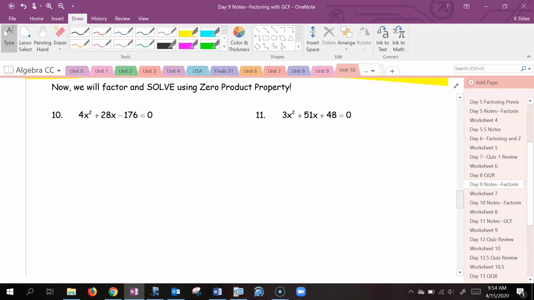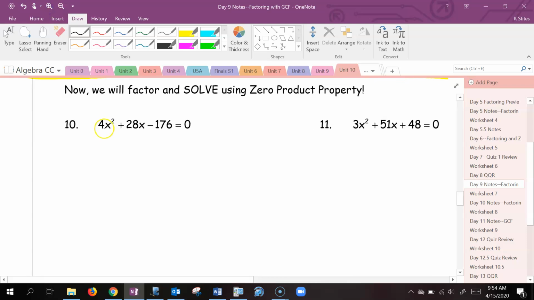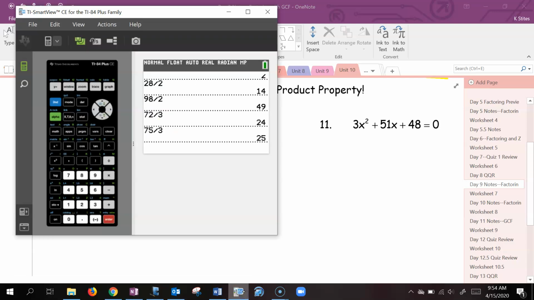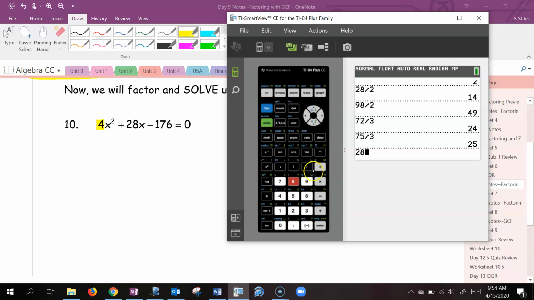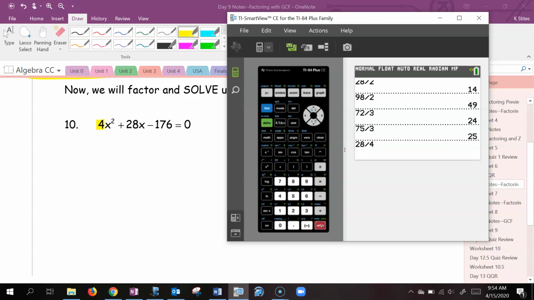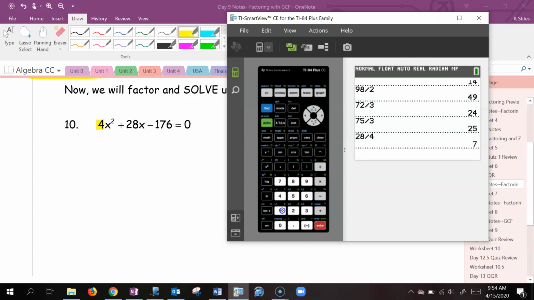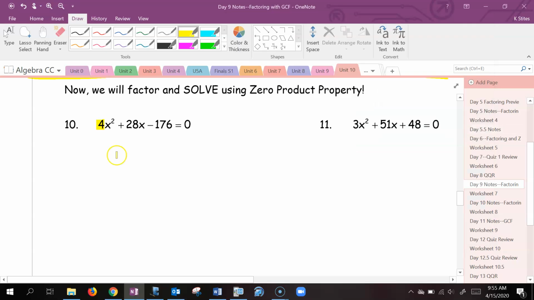Okay, so again, our first step is check, we have a number in front of x squared. In this case, it's a 4, and you'll want to see if 4 goes into each of your other numbers as well. So you can just use your calculator and divide those. Yep, we do get a number there that's not a decimal. I'll divide 176 by 4. Yep, both of those look good. So that means that 4 is a GCF, and I can divide that 4 out of each.